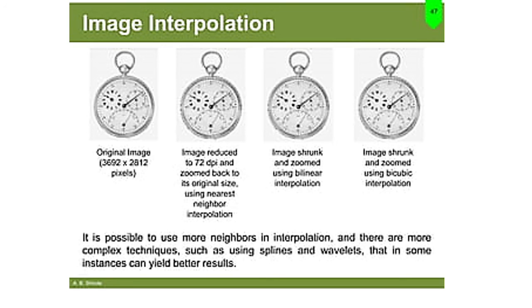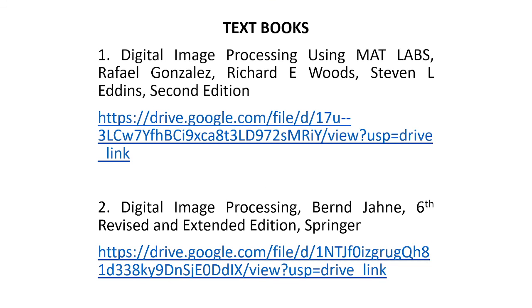It is possible to use more neighbors in interpolation, and there are more complex techniques such as splines and wavelets, which in some instances can yield better results. So in order to have good quality interpolation for the zooming and shrinking process, we should have more neighboring pixels so that we can get better results. These are the textbooks I have referred for this particular topic. You can also use them. I hope you are clear with these concepts.